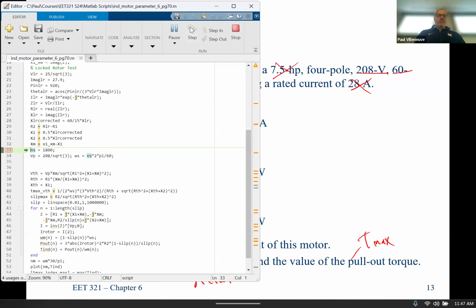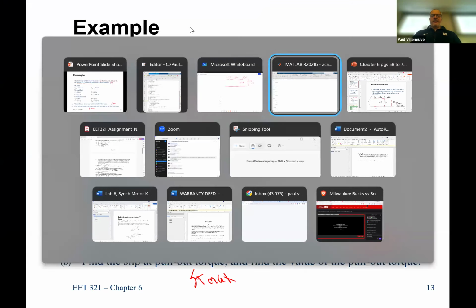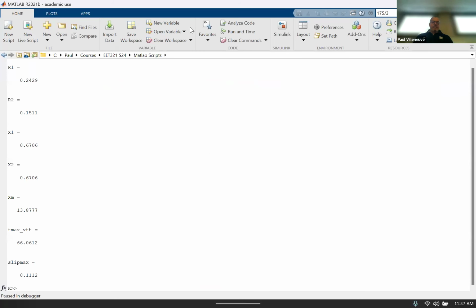So I will step all the way through. And my slip occurs at 11.1%, and my max torque output is 66.1 Newton meters. And that would be fine. That's what you did on the homework, most likely, right?